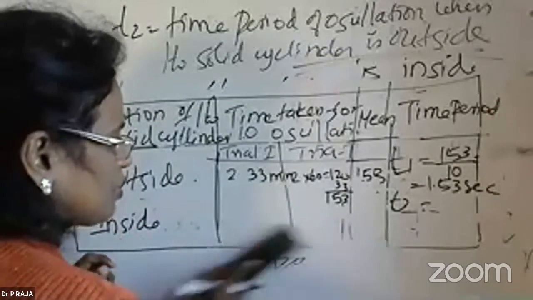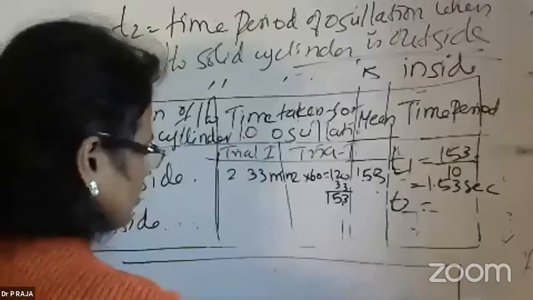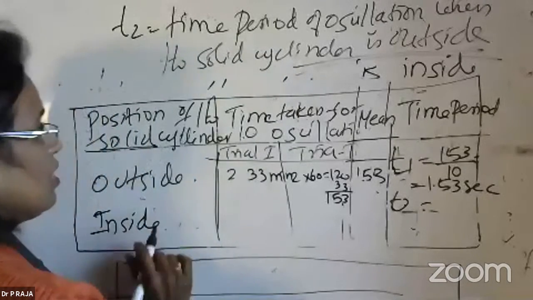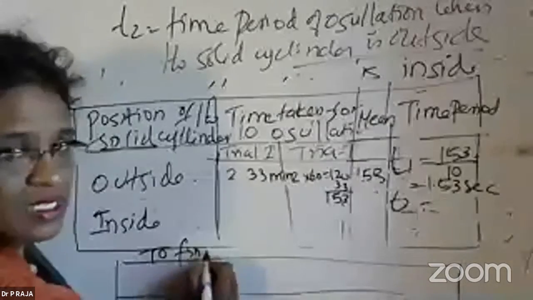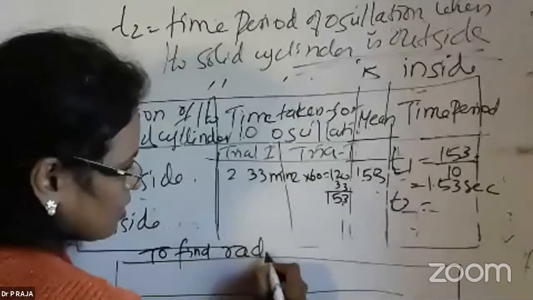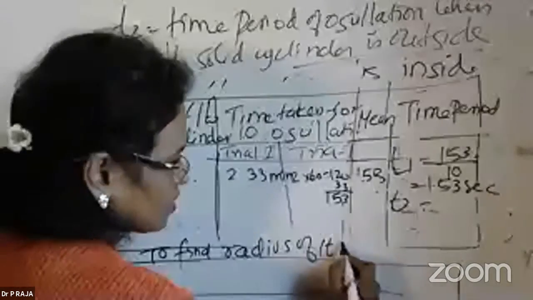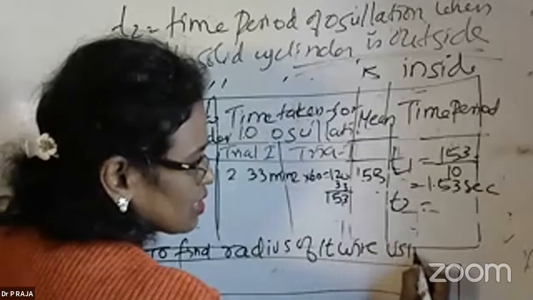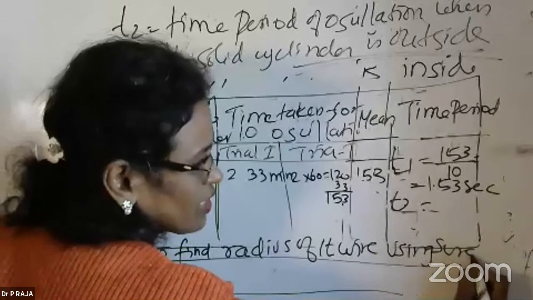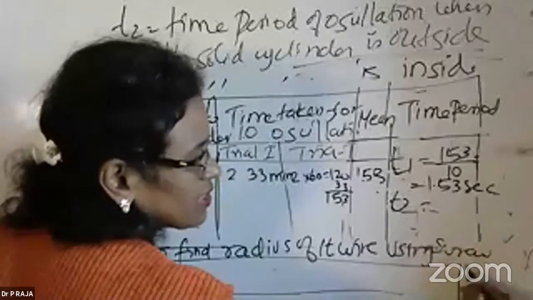And you will draw one tabular column for the radius of the wire. On the top you will put the heading: to find the radius of the given wire using screw gauge. Every tabular column should have a heading.